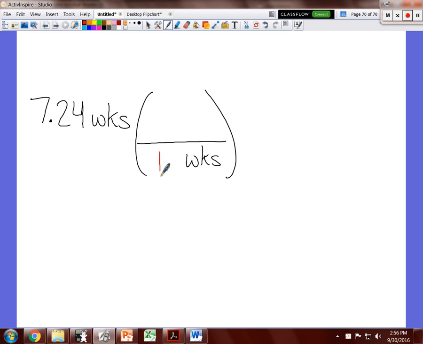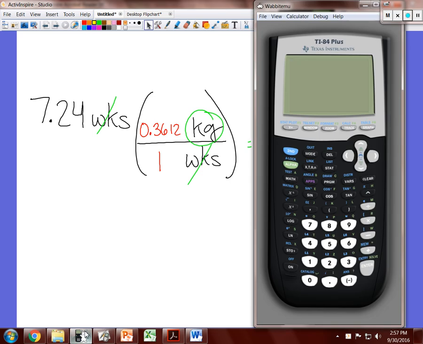So for every 1 week, you lose how much? Help me out. 0.3612 kilograms. Does that make sense? Okay, so we did it for 7.24 weeks. Now, you just told me a second ago that if I put weeks on top and on bottom, they cancel, and what am I left with? Kilograms. Does that make sense? Okay, now I'm going to need my calculator. I'm going to pull it up. And what am I going to do with those two numbers that are left? I'm going to multiply. All right, so let's see what we get.